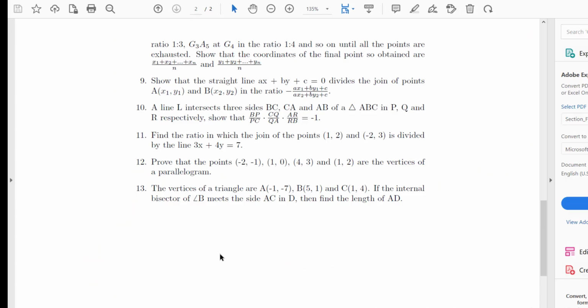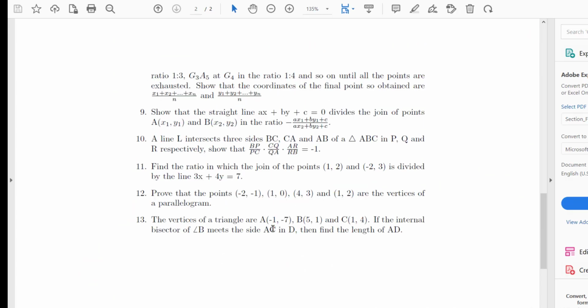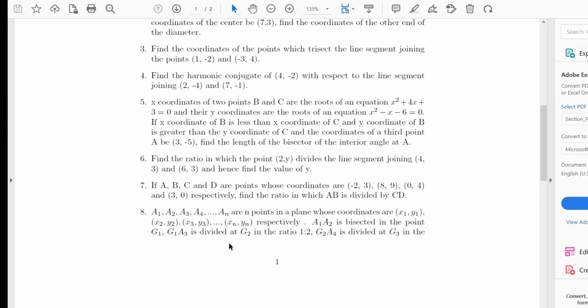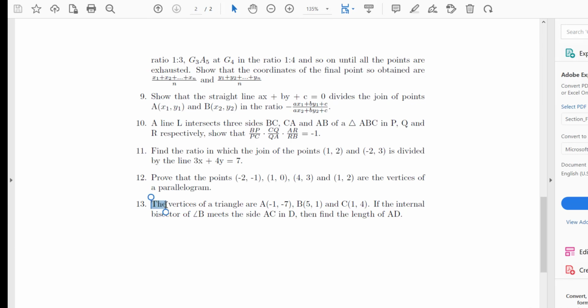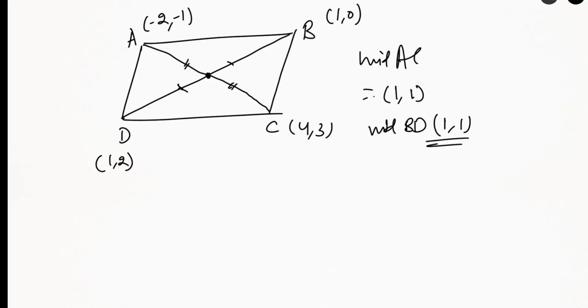Moving to the last question. Question number 13. The vertices of a triangle ABC are given. If the internal bisector of B meets the opposite side at D, find the length of AD. If you recall, one of the questions we already did, question number 5, involved one more step to find the coordinates of B and C also. In this question, the coordinates of all the vertices are already given. So let's try to solve this. This will also be quick.